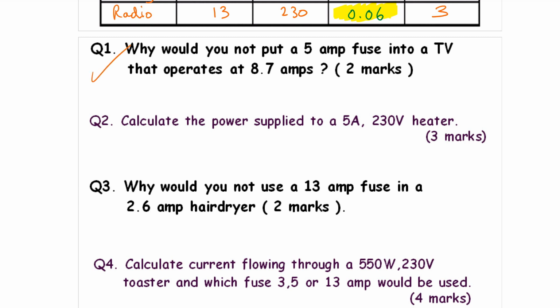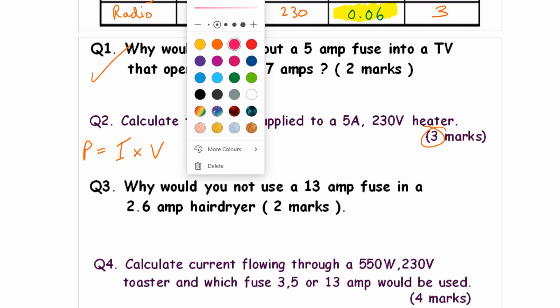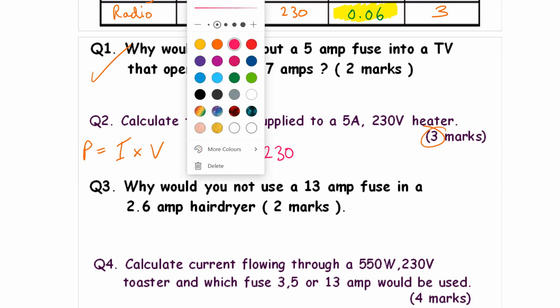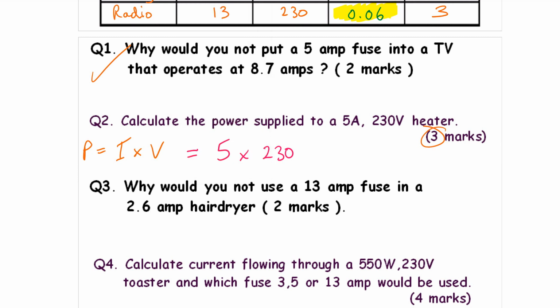Question 2. Calculate the power supplied to a 5 amp 230 volt heater. It's 3 marks. First mark, find the equation. You find that in the equation sheet at the front of your book. It might not be given to you, so you need to be able to find it. Then I, current, is 5, show the workings, times the voltage, which is 230. You've shown your workings there now, so you're going to get a mark. And then it's an answer.